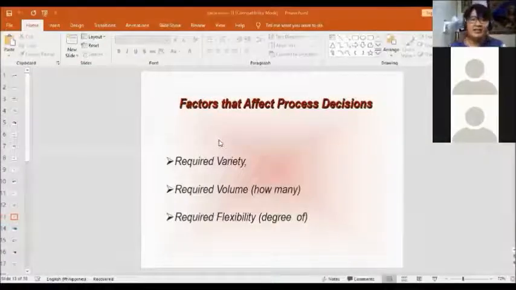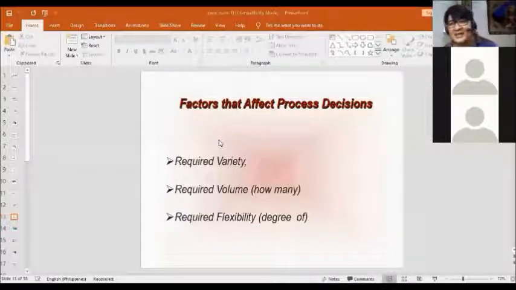There are a lot of factors that affect the process decision. Number one is variety, number two is volume, and number three is flexibility. How does variety affect our process decision? What is variety? In operations, we have R&D, the people in research and development. They are the ones who introduce new products to the organization.